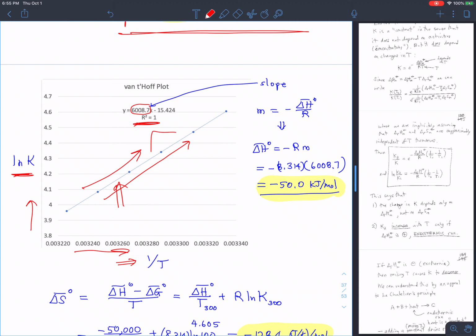According to Van 't Hoff, the slope should be equal to minus delta H over R, and therefore multiplying the slope by minus R should give us the delta H value, and indeed we get 50 kilojoules per mole, exactly 50 kilojoules per mole. It's exactly 50 because that's the way I set it up.